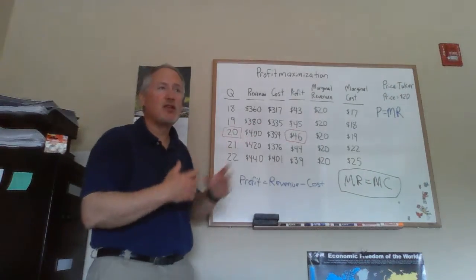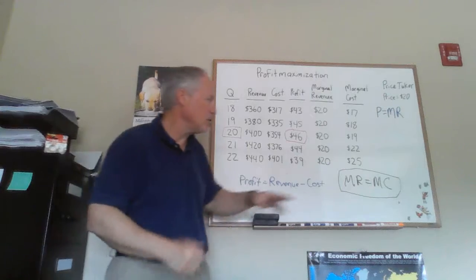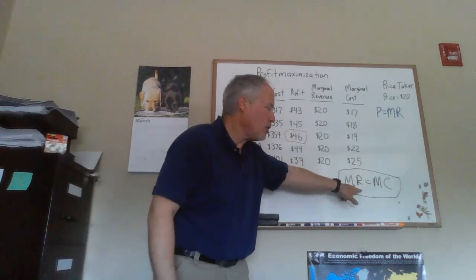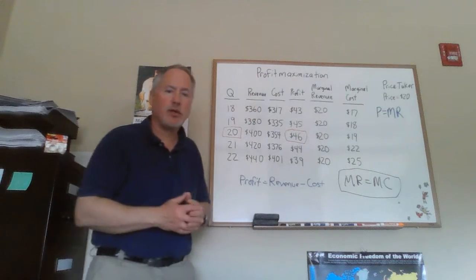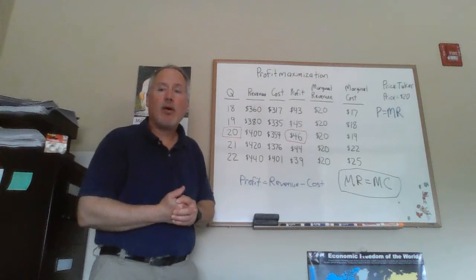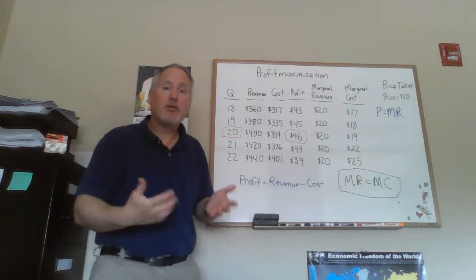Total revenue and total cost are important too, but the thing that allows you to really focus in and identify when you've maximized profit is this rule: marginal revenue equal to marginal cost. So that's how a firm is going to behave to maximize profit.